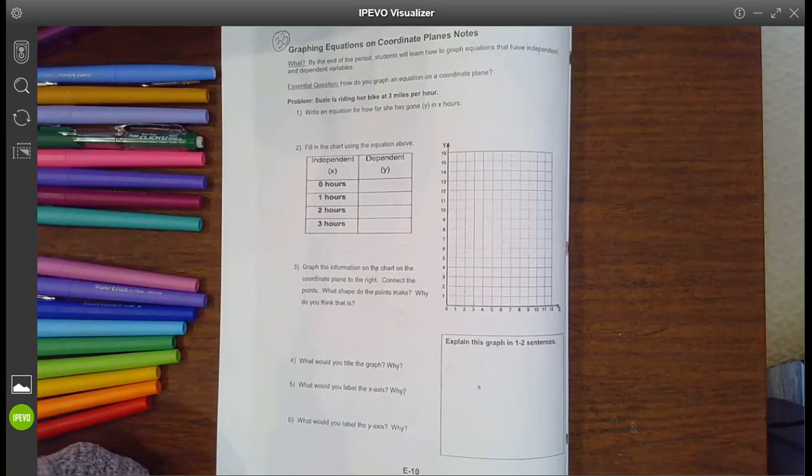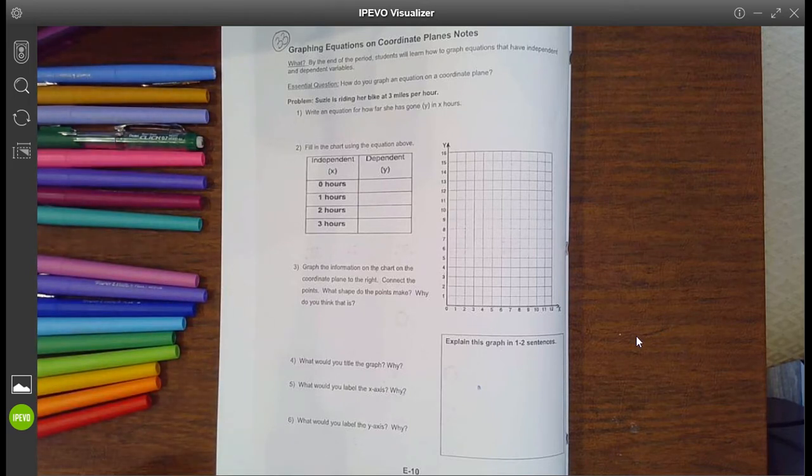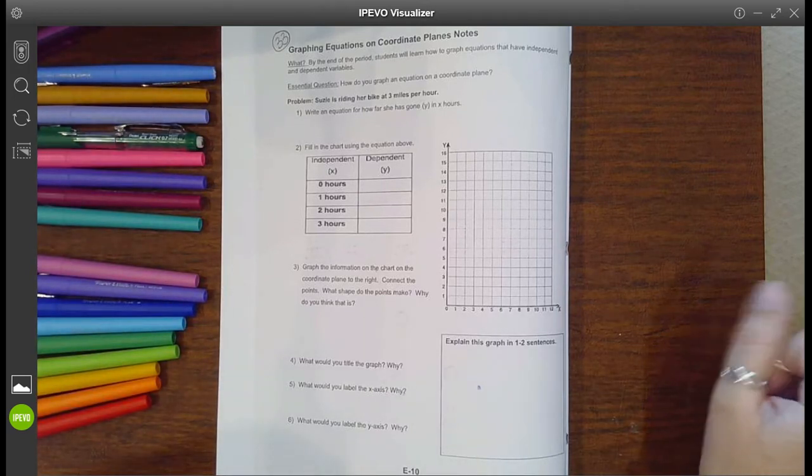Hello, my little mathematicians. Today, we are going to explore basically everything that you need to know from start to finish when you're given a word problem. How to identify the independent and dependent variable, how to graph it on a coordinate plane, how to come up with the equation, everything. Okay, so let's go ahead and get started. If you turn to page E-10.